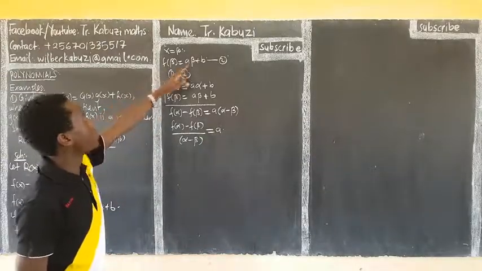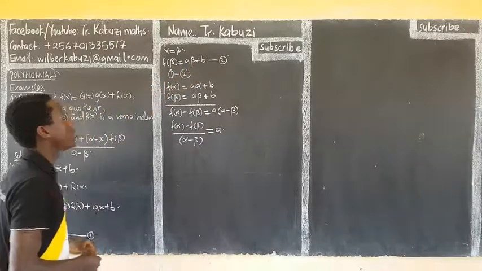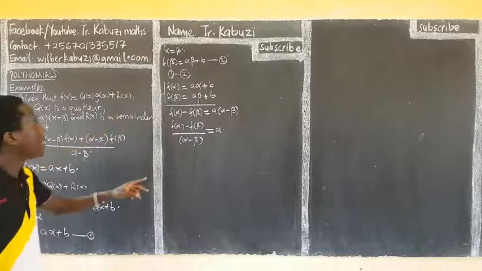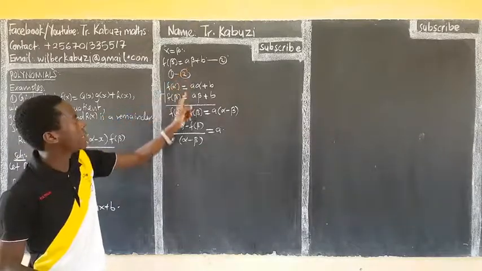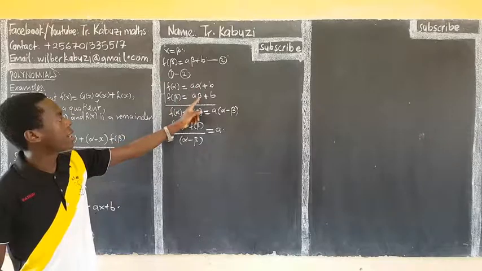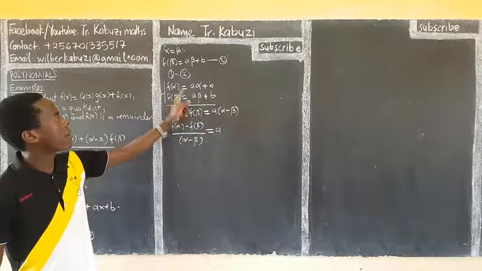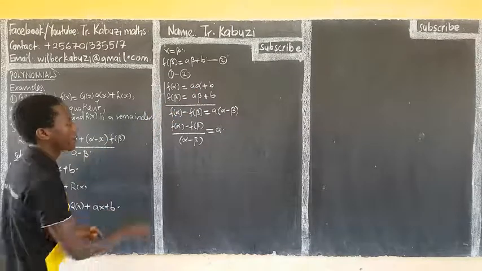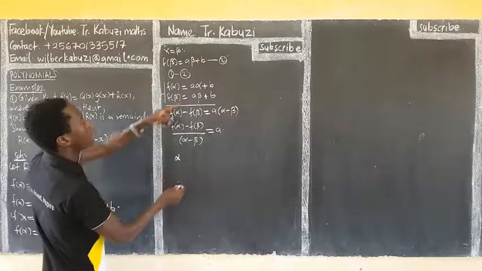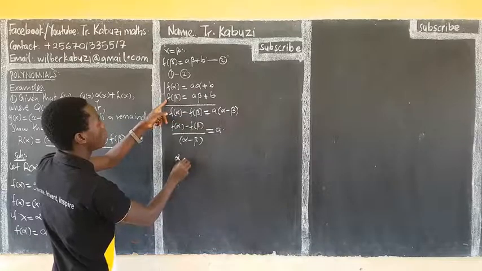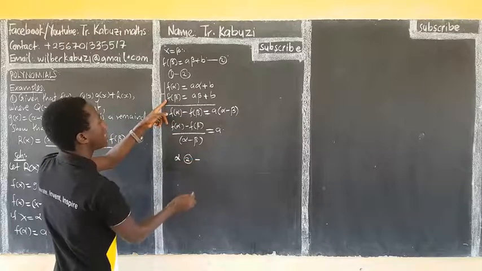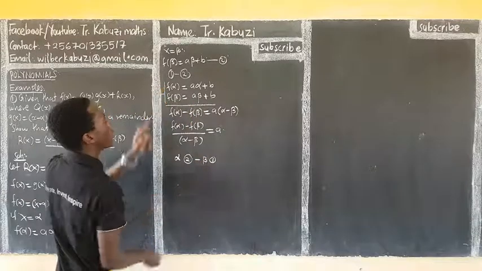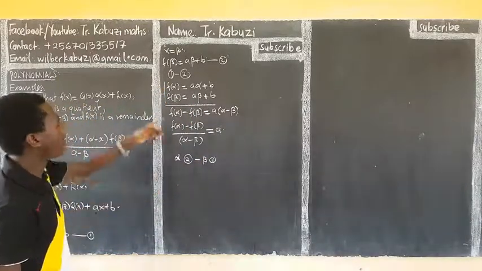Now, I still need to eliminate a so that I can get b. What am I going to do? I'm going to multiply. So I need to eliminate a. The coefficient of a here is alpha, here it's beta. So we multiply beta in this equation, then alpha in this equation. So we are going to say alpha in equation 2, then minus beta in equation 1. So that's what we are going to do.